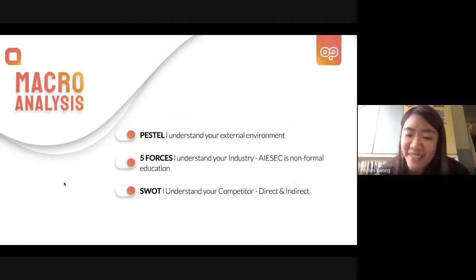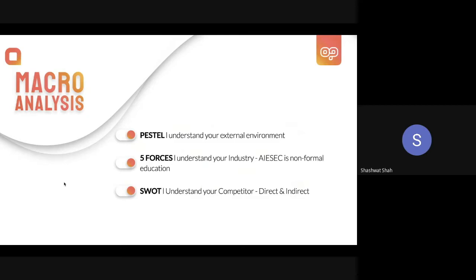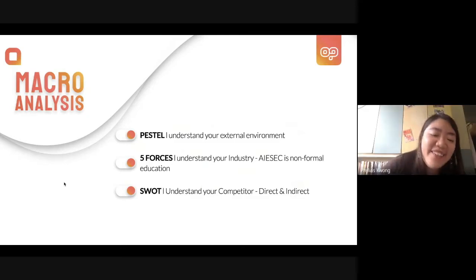Okay, anyone want to explain it? I thought... Strengths, weaknesses, opportunities, threats. I think everyone in ISEC knows this. Yes, amazing. You guys know it very well.